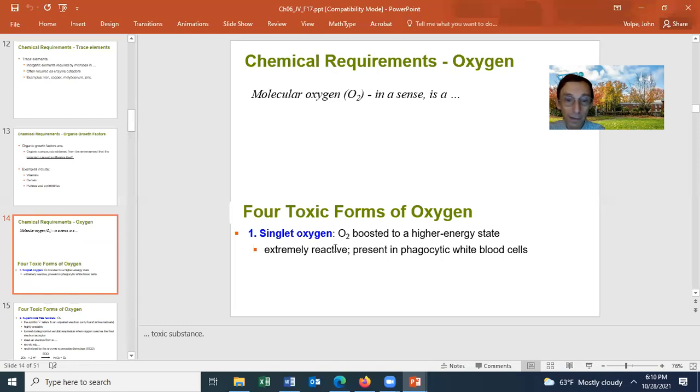There's singlet oxygen, where the electron of oxygen is boosted to a high energy state. This oxygen is extremely reactive, and it's actually used, singlet oxygen, by our phagocytic white blood cells to kill foreign invaders. Our body has different molecules which can react with the singlet oxygen and neutralize it, because this would be toxic to our cells as well as to any bacteria cell.